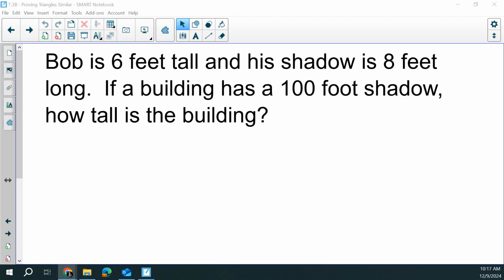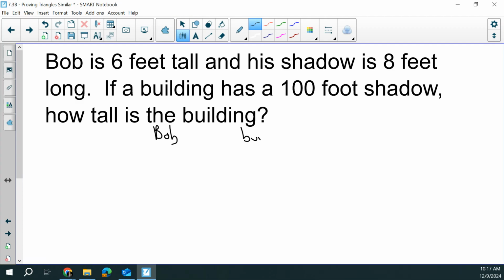All right, so let's set one up. Whenever you're doing a shadow problem, what I like to do is label my two figures. The first person we have is Bob, and then we have a building, right? Whenever you're doing a shadow problem, there's pretty much two sides.